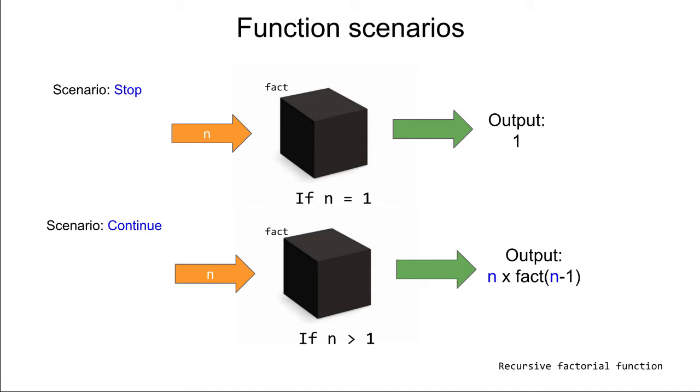And for the second scenario below, we see that we have a certain input, a certain condition, and that condition being when n is greater than 1, and a certain output, and that output being n times the factorial of n minus 1. It's important to understand that both of these scenarios are using the same function.